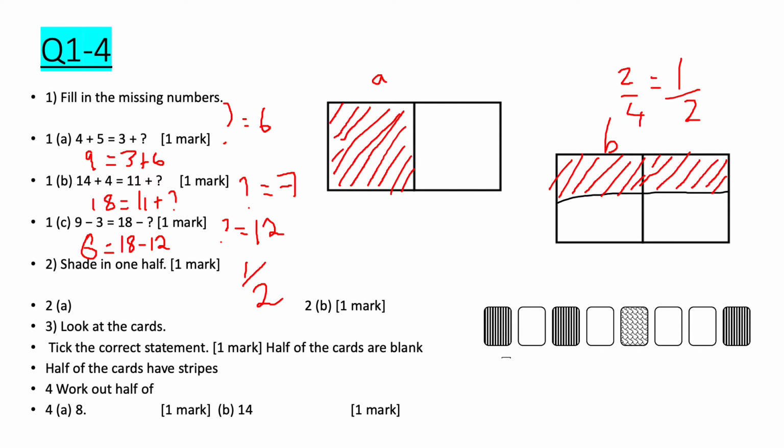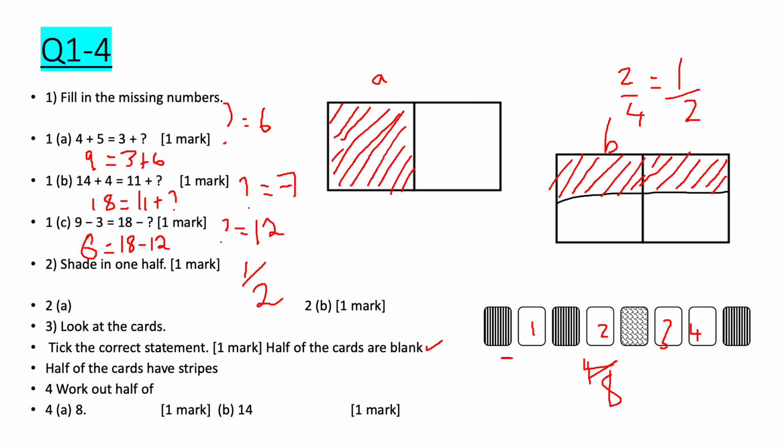Question number 3, guys. Look at the cards. Take the correct statement. Half of the cards are blank. Well, I've got 1, 2, 3, 4, 5, 6, 7, 8. So I've got 8 in total. The ones that are blank are 1, 2, 3, 4. So 4 out of 8, which is the same as 1/2. So that is correct. So the first statement is correct.